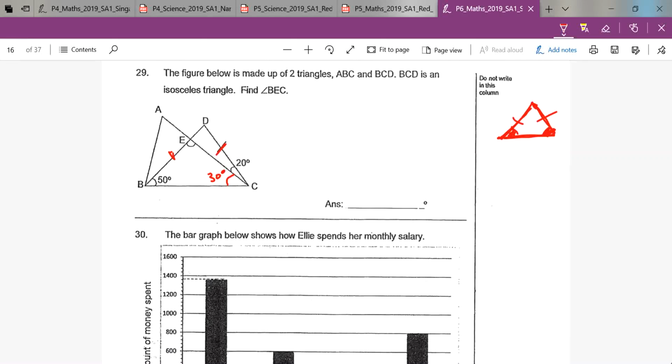And I think you can find the answer already. So angle BEC is essentially this triangle, which gives you a sum of 180 minus 30 minus 50. Answer is 100.